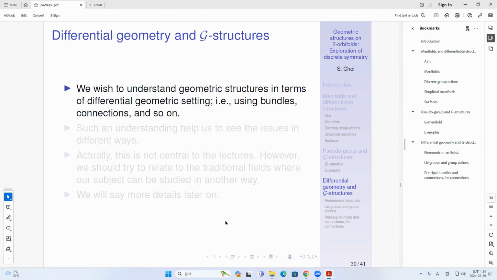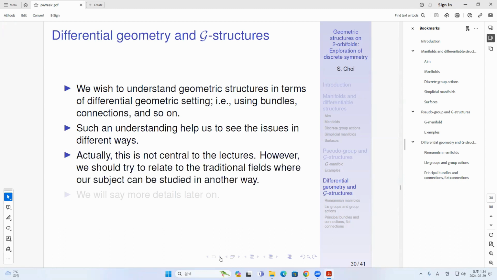Okay, so we now go to the manifold differential geometry and G structure. So we wish to understand the geometric structures in terms of differential geometry settings, using bundles and connections and so on. Such an understanding helps us to see issues in a different way. Actually, this is not central to the lectures. However, you should try to relate this to the traditional field.